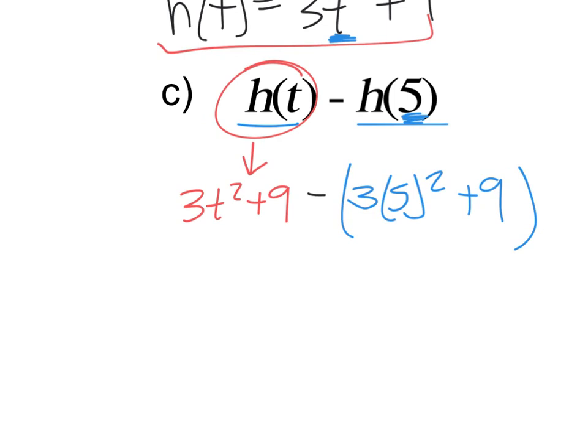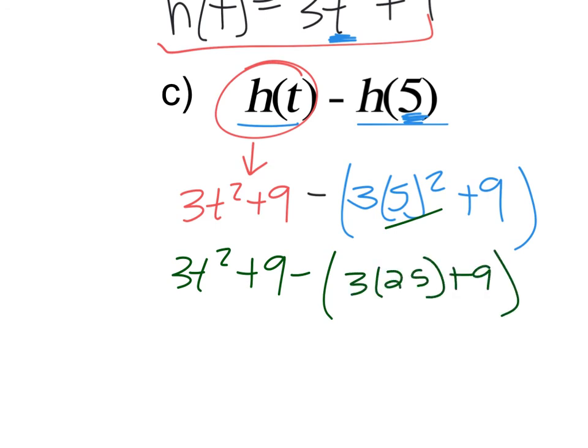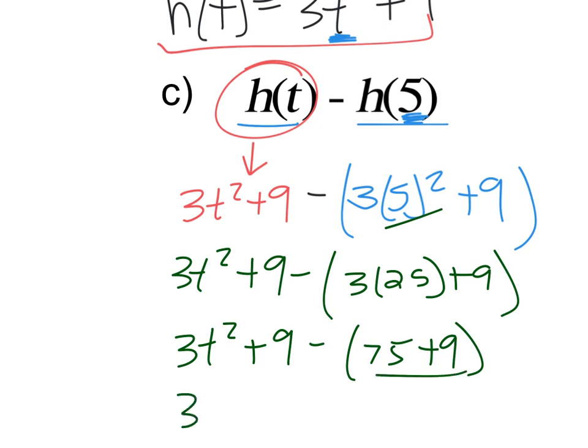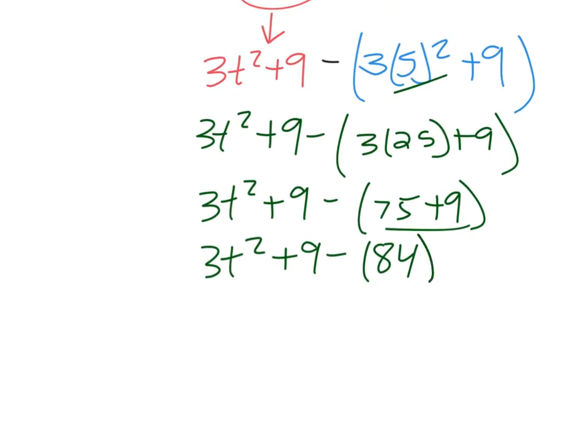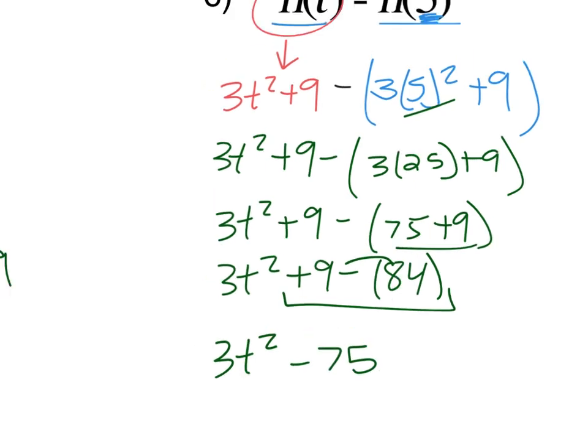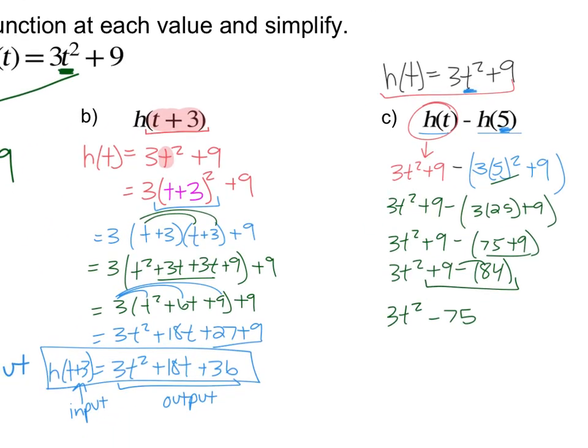So working inside the parentheses, I'm going to do my 5 squared first. And then if we simplify in the parentheses, we get 75 plus 9. And then we can go ahead and combine those. So we get 3t squared plus 9 minus, and that'll give us 84. And then we can go ahead and subtract that 84, so 9 minus 84. So we get 3t squared minus, and then that'll give us 75. So there you have an example of all the different representations of a function.